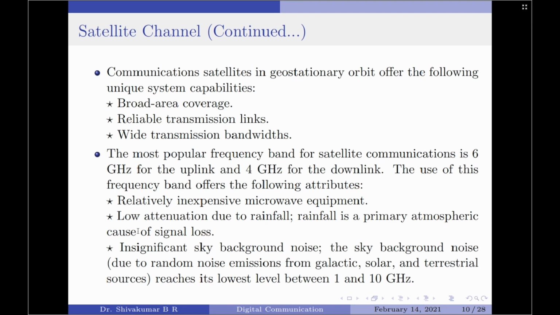First, relatively inexpensive microwave equipment. Second, low attenuation due to rainfall. Lastly, insignificant sky background noise. The sky background noise, which is due to the random noise emissions from galactic, solar, and terrestrial sources, reaches its lowest level between 1 to 10 GHz. That is why we use 6 GHz for uplink and 4 GHz for downlink.